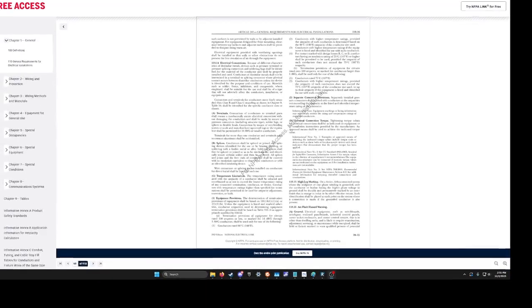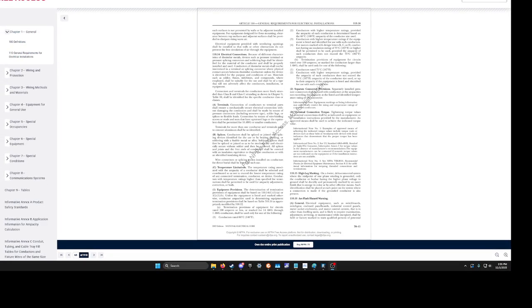Electrical connections. Because of the different characteristics of dissimilar metals, devices such as pressure terminal or pressure splicing connectors and soldering lugs shall be identified for the material of the conductor and shall be properly installed and used. Essentially, what they're saying is if it's not rated for use with something like aluminum, don't use aluminum. This is the whole CO/ALR or the CU/AL and then the COALR that we talked about in Blueprint recently. A little further down, temperature limitations. Don't use wire above its temperature limitation. Obvious.